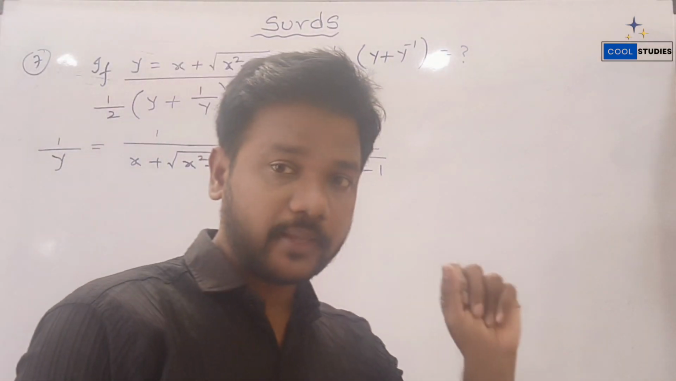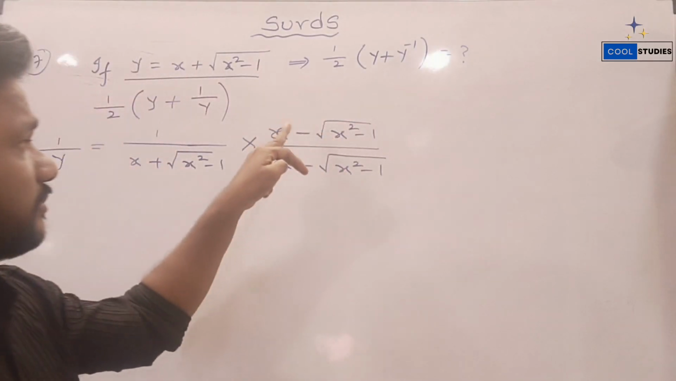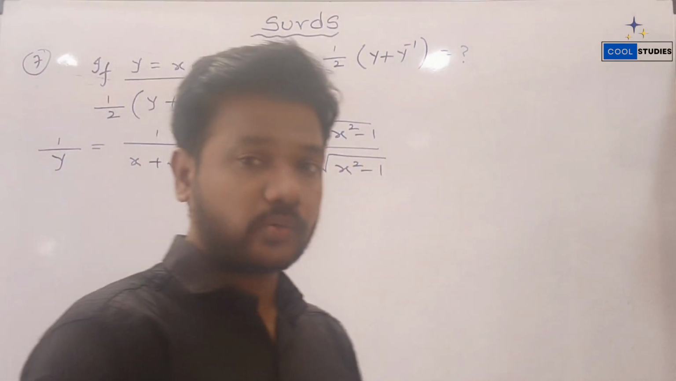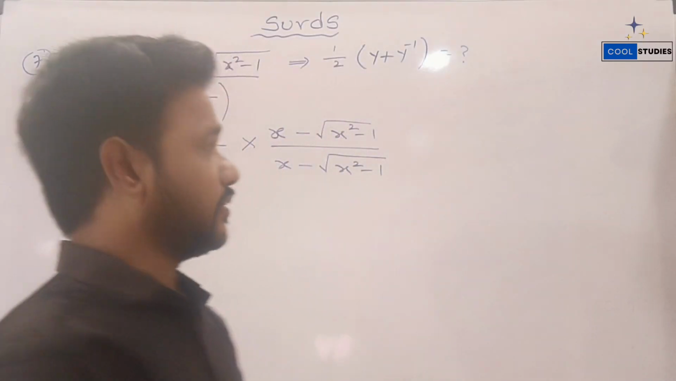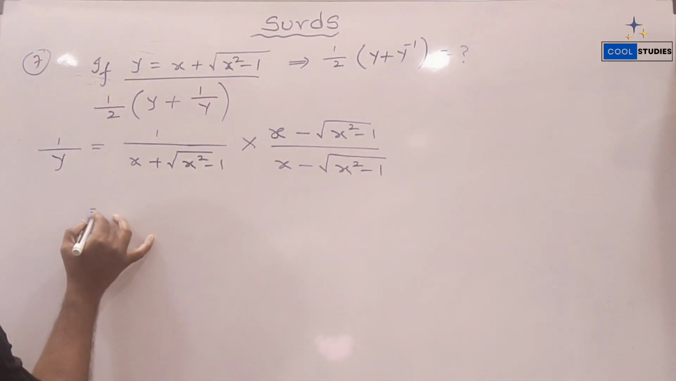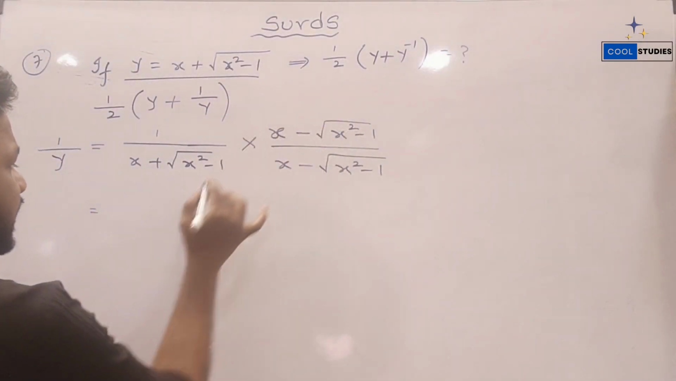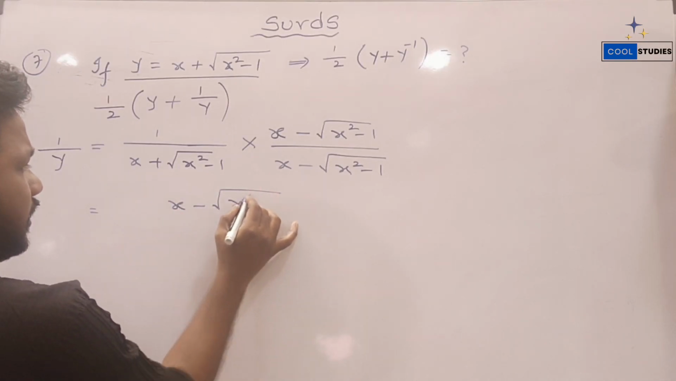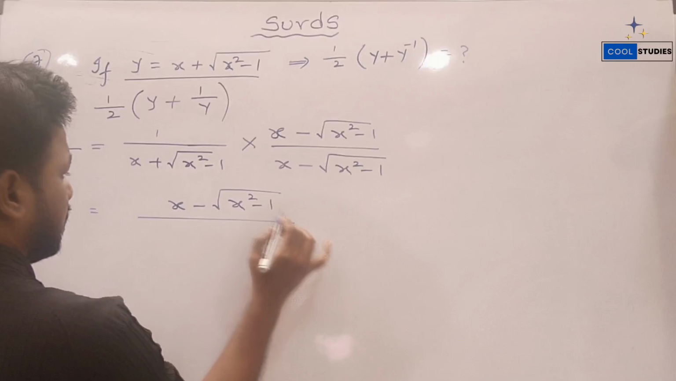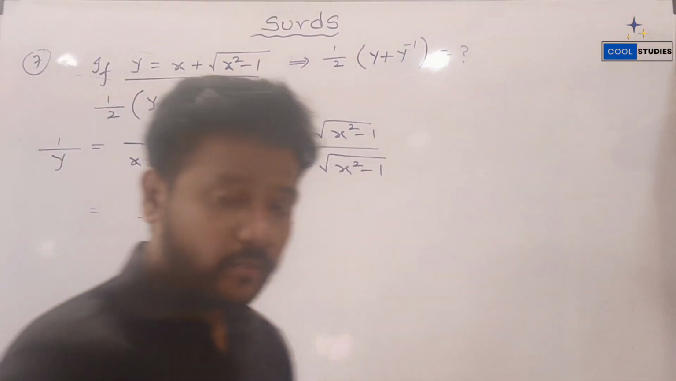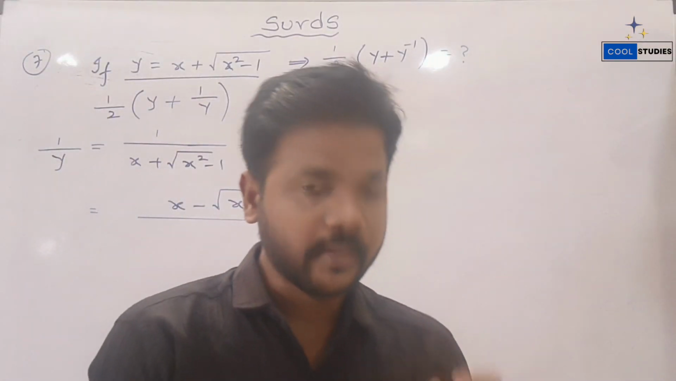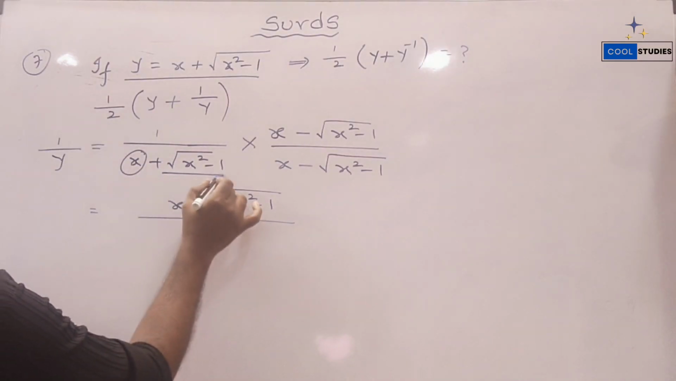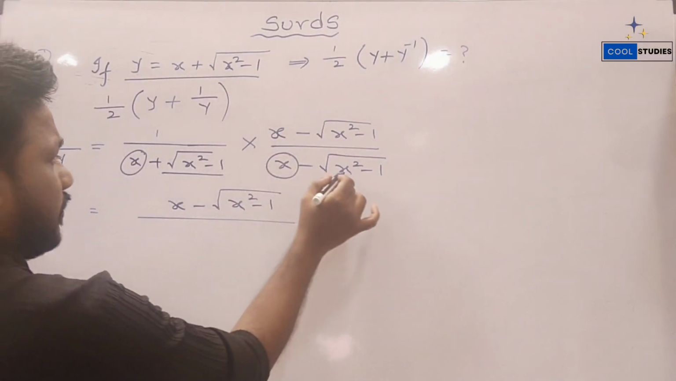Just we are multiplying and dividing here by x minus root over x square minus 1. So what do we get? 1 into this value gives again the same value, x minus root over x square minus 1. In the denominator, if you observe, it is in the form of a plus b into a minus b.